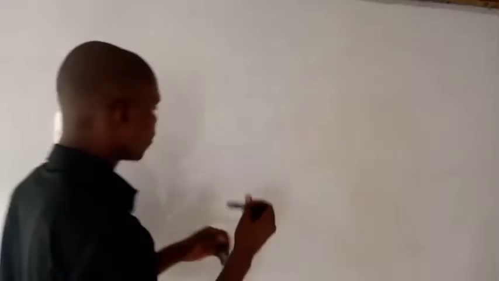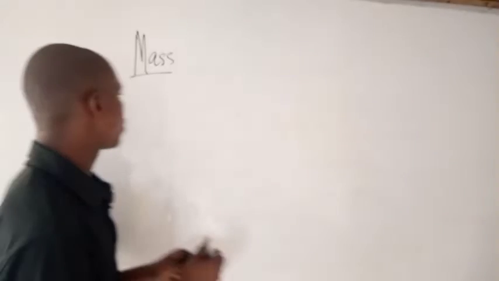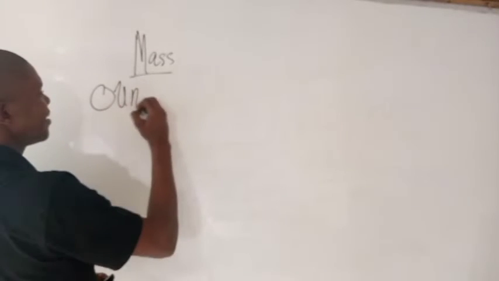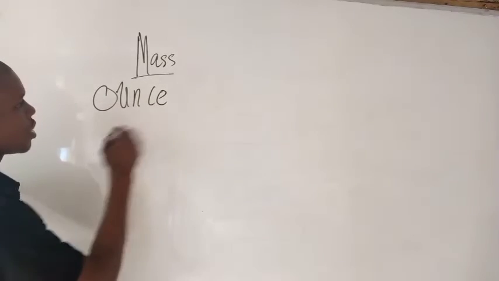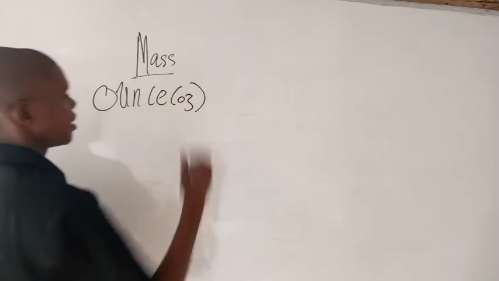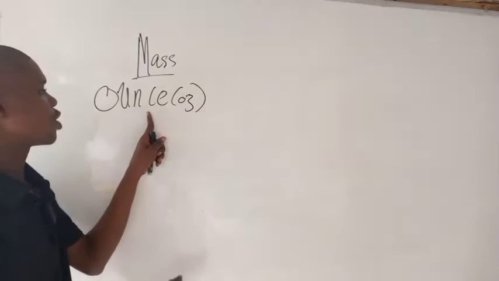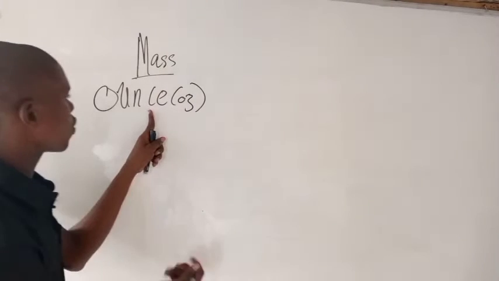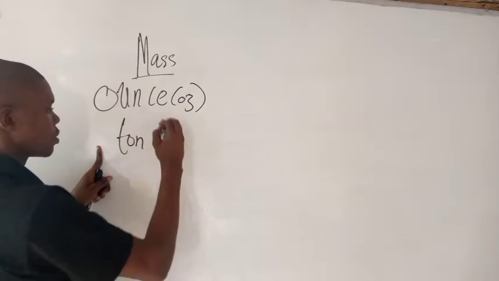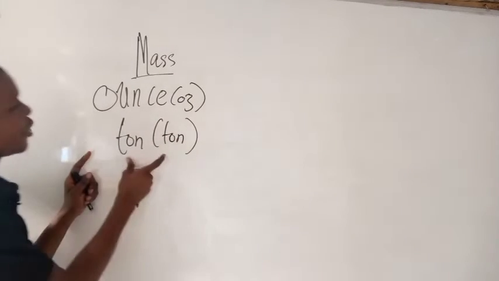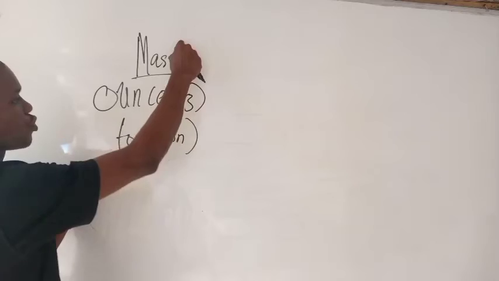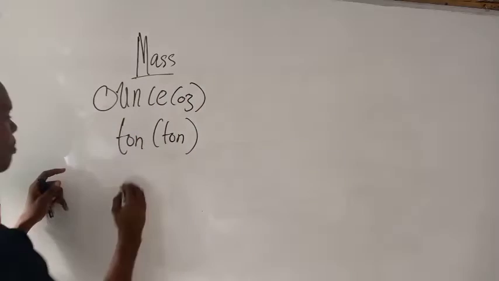So we are looking at mass, and we have different relationships in mass. We have the ounce, O-U-N-C-E, ounce. It's written O-Z. Now this one is one unit in mass. You also have tons. Now when it comes to mass, we have pounds.